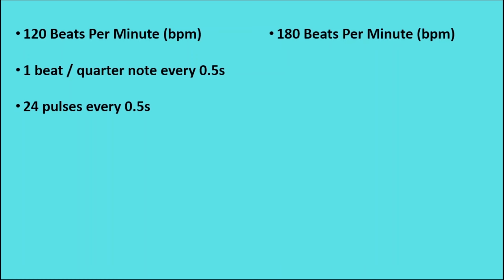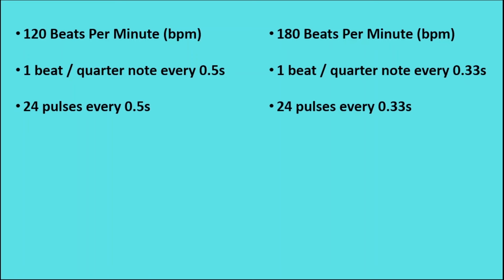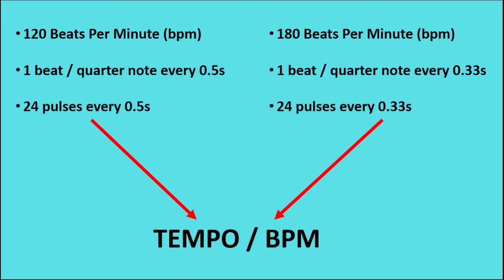But at 180 beats per minute, we're squeezing more beats into the same length of time, and there is now 1 beat every third of a second, which is 24 pulses every third of a second. So the faster the beats per minute, the faster the pulses. But as we know, 24 pulses always equals 1 quarter note. It's these pulses that your synths listen to and use to calculate the tempo.